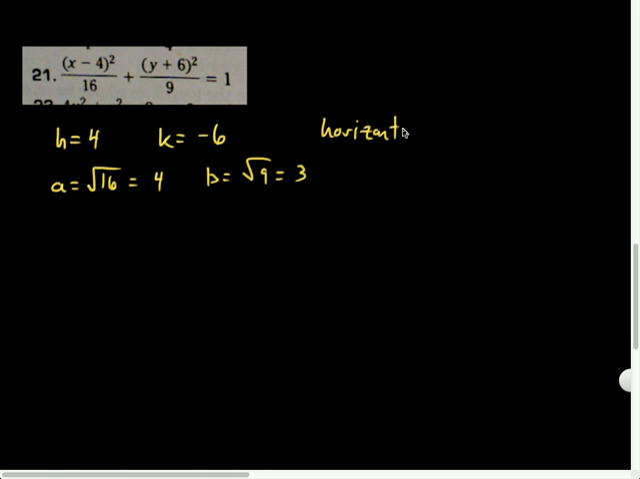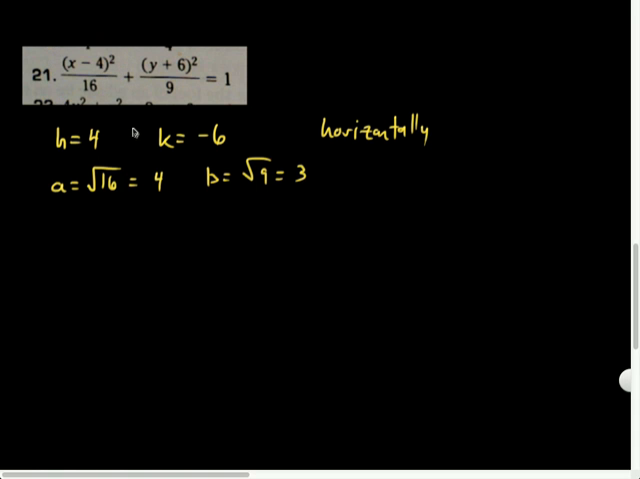So let's talk about this equation here. First of all, what is h equal to here? 4, because it's the opposite of that number. k is equal to -6. a is going to be the square root of the larger denominator, so the square root of 16 is equal to 4. b is going to be the square root of the smaller denominator, so that is 3. And also, what way is this oriented? Horizontally oriented, and I know that because the larger denominator is under the x fraction.